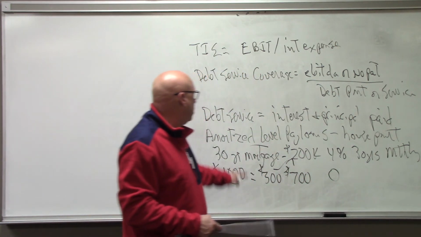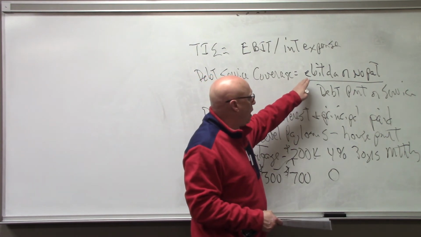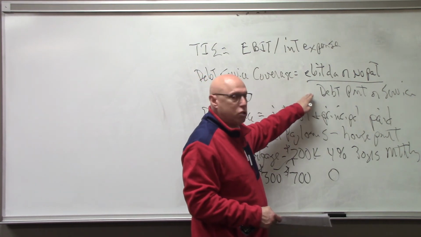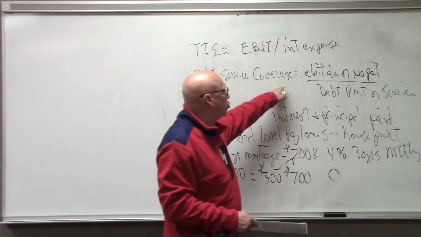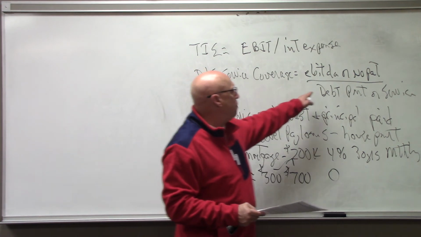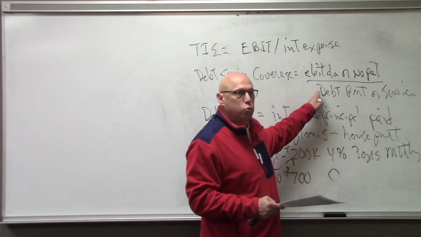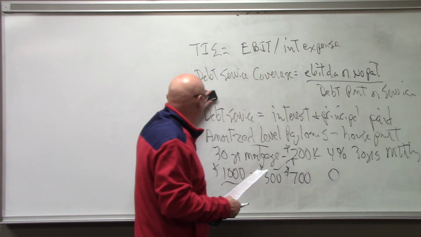So what this debt service coverage, EBITDA or NOPAT, which is cash flow, divided by debt service, does is it tells the user of this ratio the ability that a firm has to make its debt service payments. And that's really important.